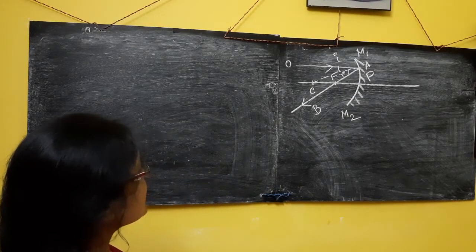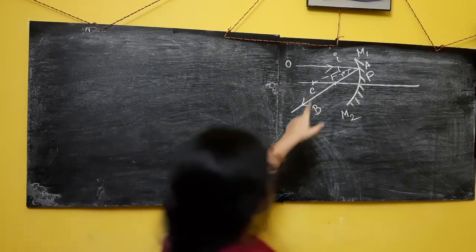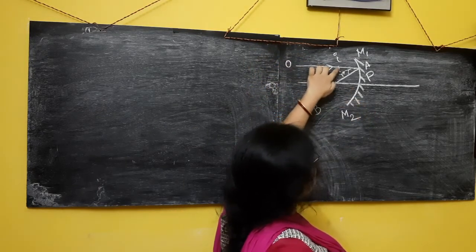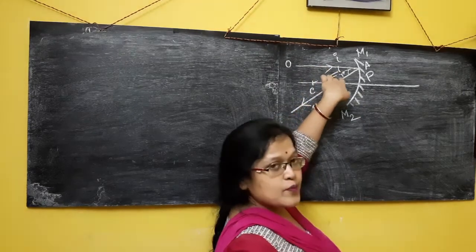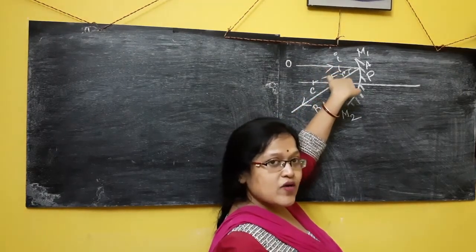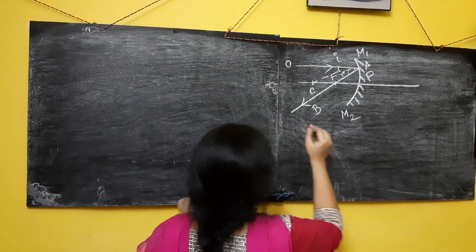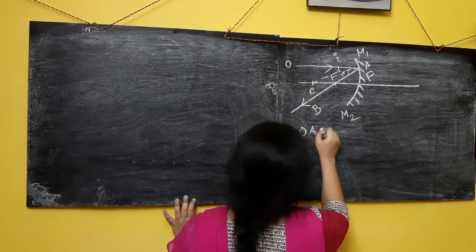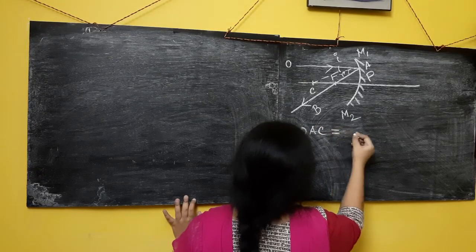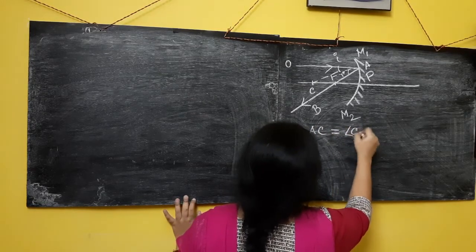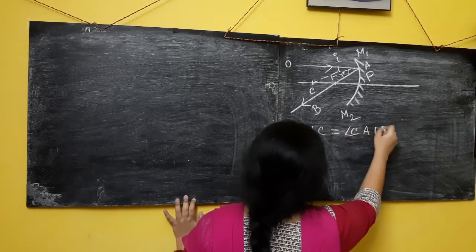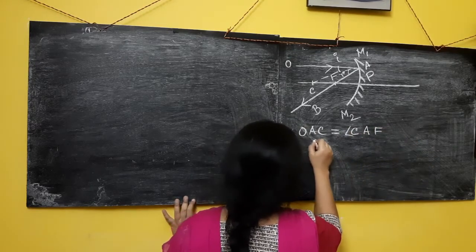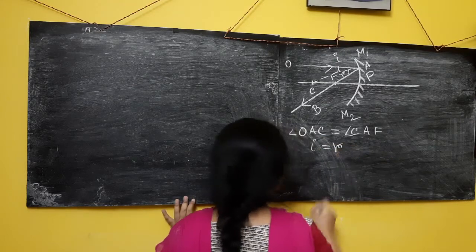Achha, let's go for that first. Since this is the normal over here, obviously this angle I should be equal to R. So angle OAC is equal to angle CAF, because the angle of incidence equals the angle of reflection, I equals R.